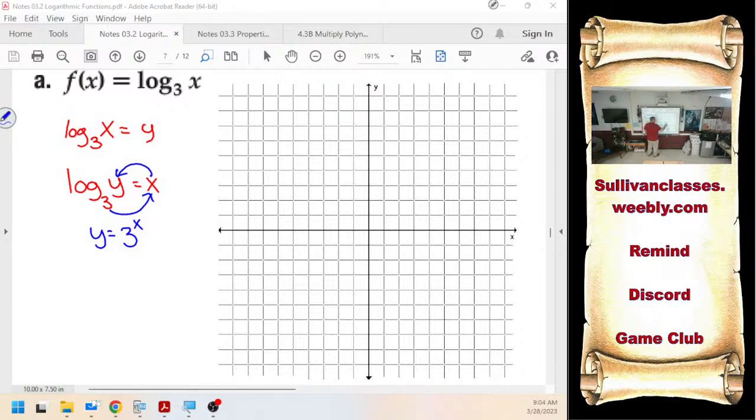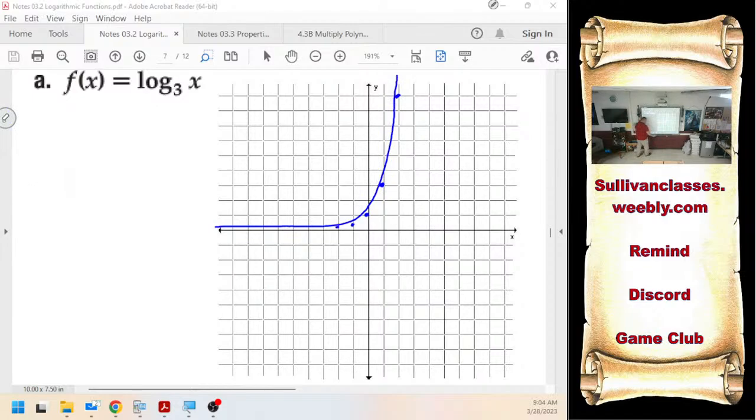Well, if 3 to the x looks like 3 to the 0, 3 to the first, 3 to the second, 3 to the negative first is 1/3, 3 to the negative second is 1/9. If that's what 3 to the x looks like, then it's, I said you don't need to write that part. I was just showing you that this is the inverse.